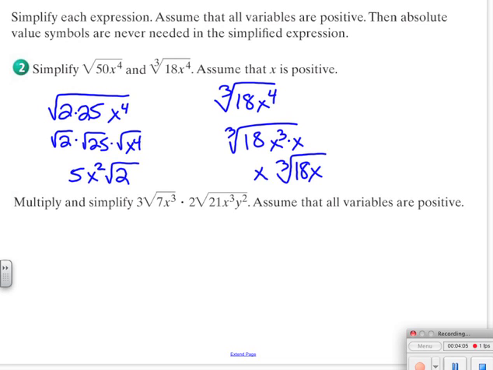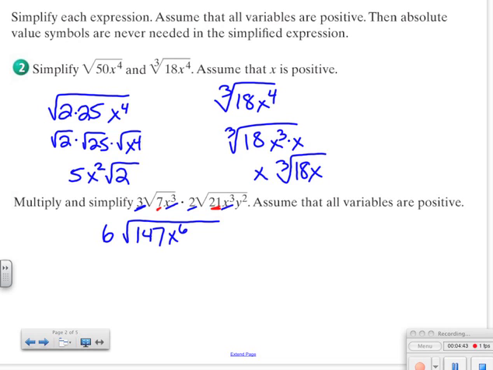In the next example, we're going to multiply this example together. I'm going to look at everything that's on the outside of the radical. The 3 and the 2 can be multiplied, so I end up with 6. Then I can multiply everything inside that radical. So I end up with 7 and 21, and 7 times 21 is 147. And then I get x cubed times x cubed, which becomes x to the 6th power, and y squared stays underneath that.